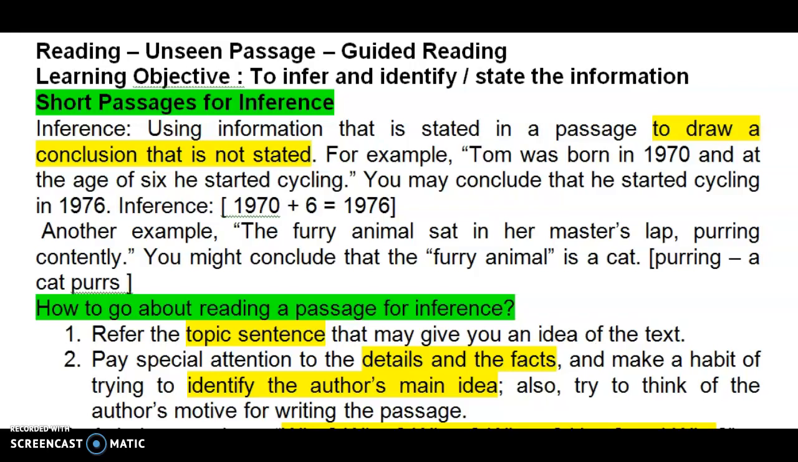If I were to give another example, the furry animal sat in her master's lap, purring contentedly. You might conclude that the furry animal is a cat, because purring is what a cat does.